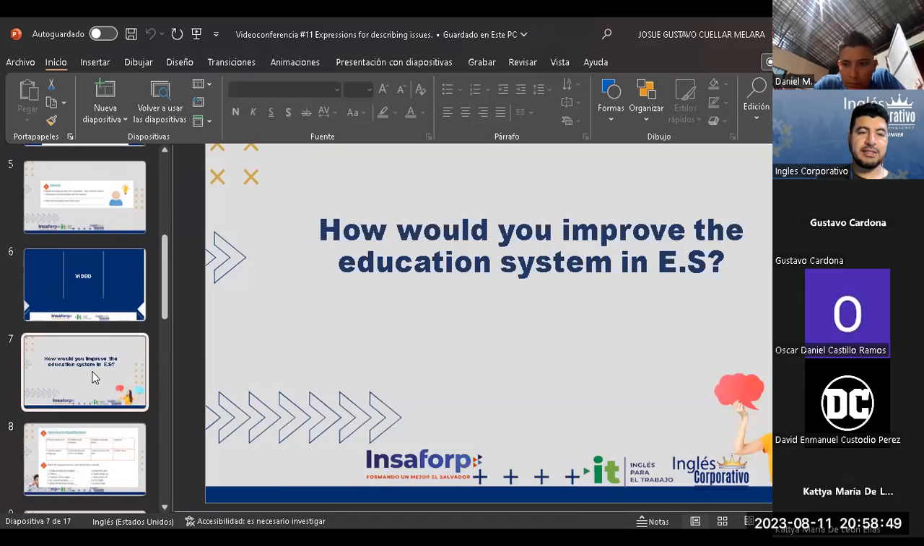Okay, we move with this. And this is very interesting. How would you improve the education system in El Salvador? I consider that when you were at school, you had good teachers and you had bad teachers. You had resources or not. Tenían recursos o no. You have good facilities, tenían instalaciones buenas, adecuadas, or not. The bathrooms, maybe the internet. There are a lot of things that have impact in education in El Salvador. So, how would you improve the education system in El Salvador? ¿Cómo mejorarían la educación, el sistema de educación de El Salvador?